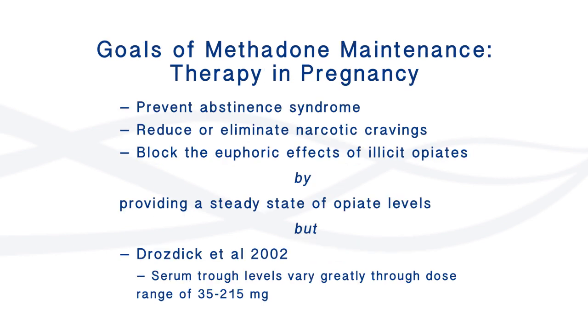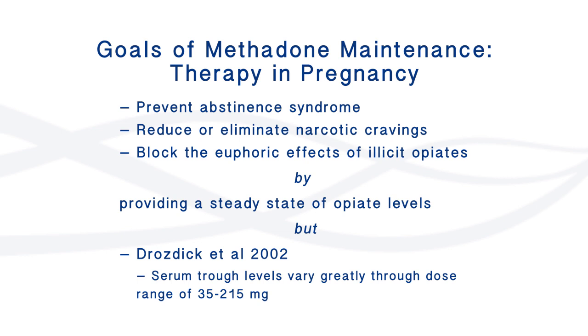Now, the goals of methadone maintenance are pretty narrow. It's number one, to prevent the abstinence syndrome in the pregnant woman, to reduce or eliminate narcotic cravings, and to block the euphoric effects of the illicit opiates such as heroin. And it achieves this by providing a steady state of opiate levels in the blood.